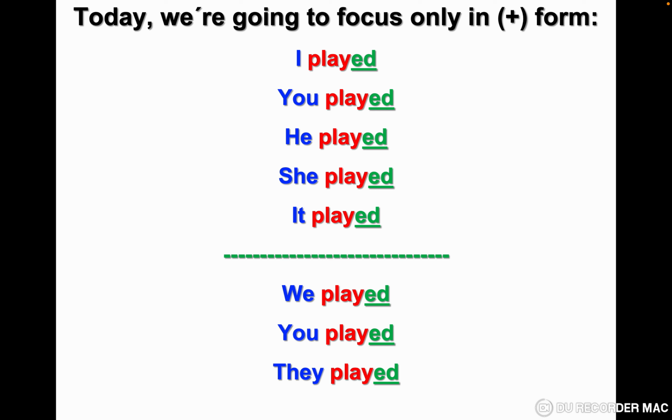Let's go to the question. Some students write, did you played football yesterday? It's not correct. The correct question is, did you play football yesterday? So remember, ed, we use it just in the positive form. I am not speaking about just the verb play. I am speaking about all regular verbs, all of them. So in the negative, we don't use them, and in the question, we don't use them. So we use them just in the positive form. I hope you understood this point.